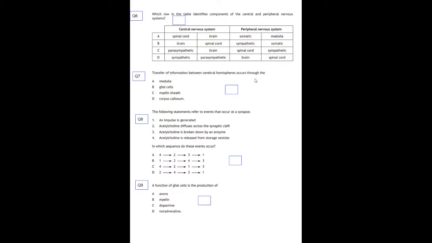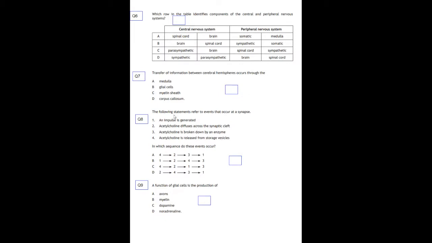Transfer of information from cerebral hemispheres occurs through the corpus callosum, so that allows the left and right brain to communicate and swap information. This one, again, some people find tricky because it's not obvious what the last little bit should be. But for 8, the following statements are events occurring at a synapse: an impulse being generated, acetylcholine diffusing across the cleft, being broken down, and being released.